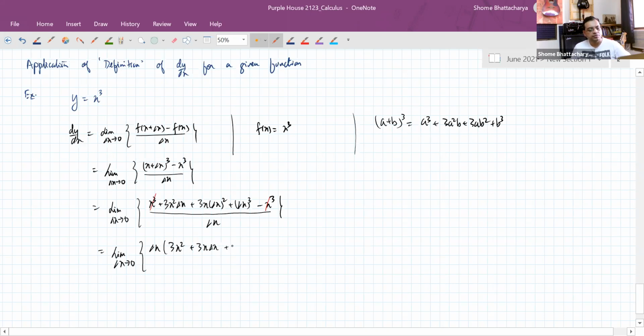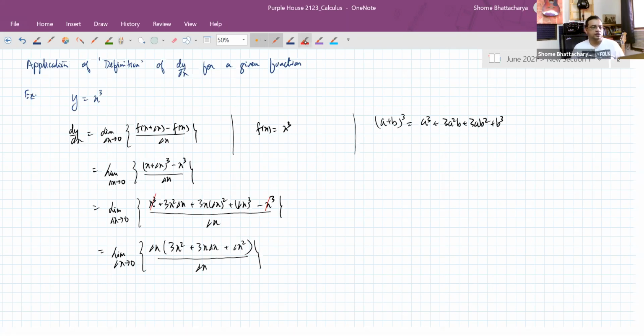Plus delta x square, divided by delta x. Now next we come to the most important step of this operation. I can divide these two, I mean, I can cancel these two. Why I can do that is because delta x is not equal to 0. It is not equal to 0. It is only tending to 0.